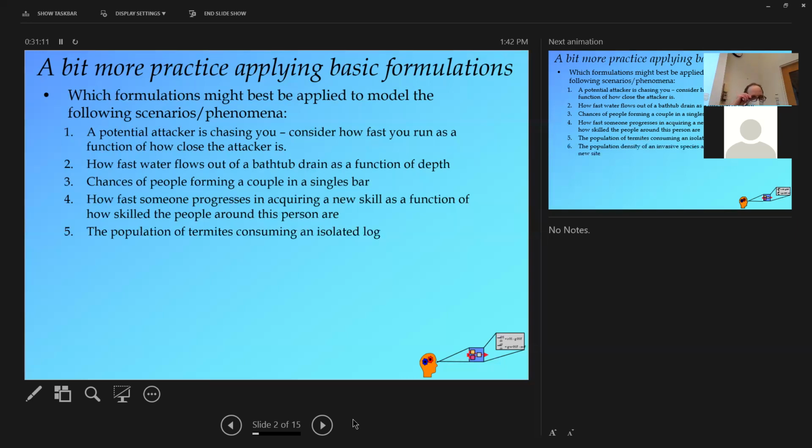Okay, I'll just do one more here. This one is the population of termites living on a log that has fallen in the forest. So you've got a log that falls, and termites come and invade it. How might we think about modeling that?